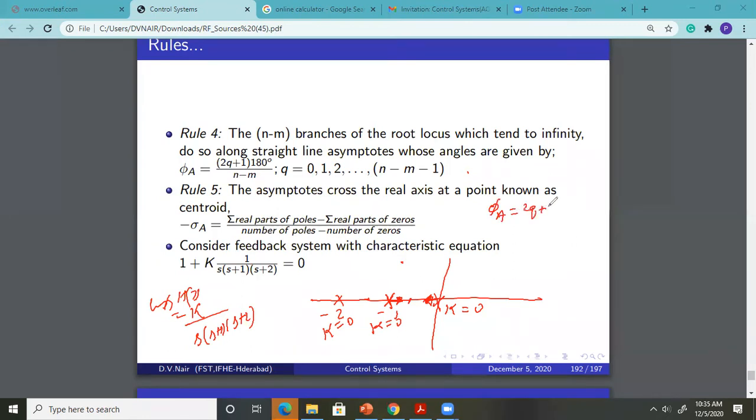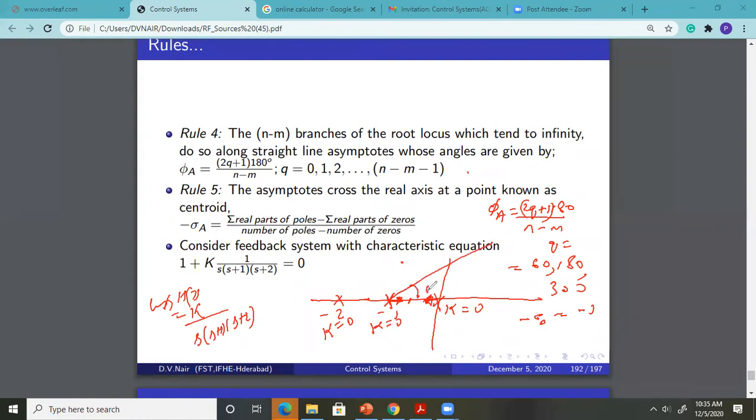Angle is given by (2q+1) into 180 degrees by n minus m, right? We get three angles: 60, 180, and 300. Very good. So where is the centroid, minus sigma a? At minus 1. So obtain the first asymptote at this 60 degrees.